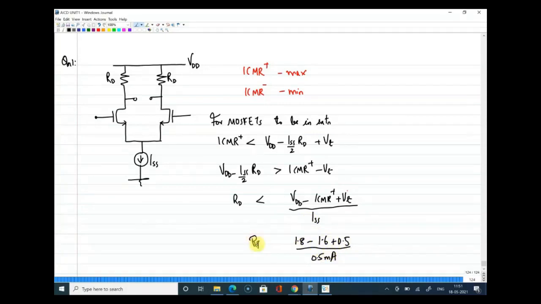What is the value of RD with this? This 1.6 is what, ICMR plus or minus? Can it be ICMR minus? No. The supply voltage is 1.8 volts. ICMR minus we can calculate, but it cannot be 0.